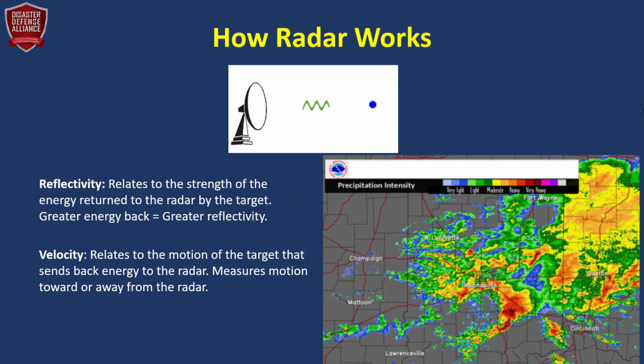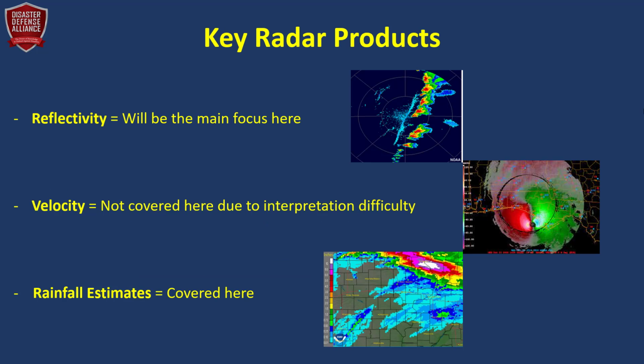Velocity data show the component of motion of the targets toward or away from the radar. It is more challenging to interpret because it only shows a component of total motion, that is, the component either toward or away from the radar site. Flow that's perpendicular to the radar beam cannot be detected. Thus, it's easy to misinterpret what velocity data are showing. As a result, this presentation will only focus on reflectivity data. The velocity data will not be covered due to interpretation difficulty. Another type of product is the radar rainfall estimates product that I will briefly touch upon.